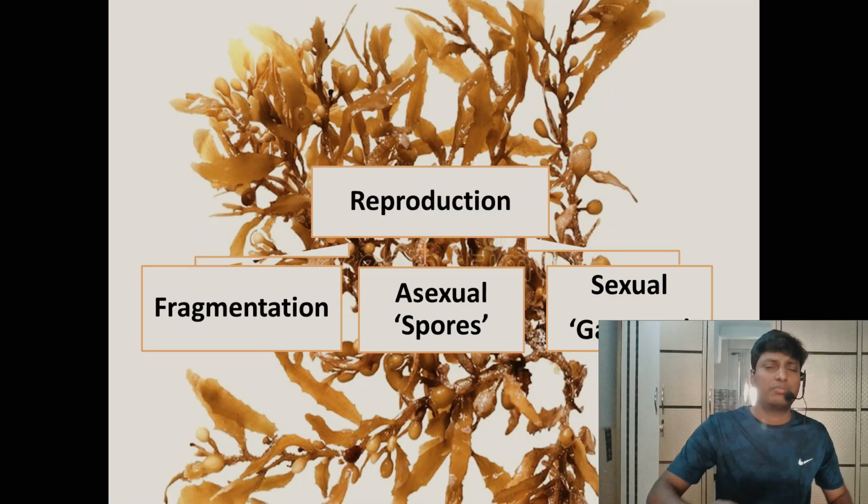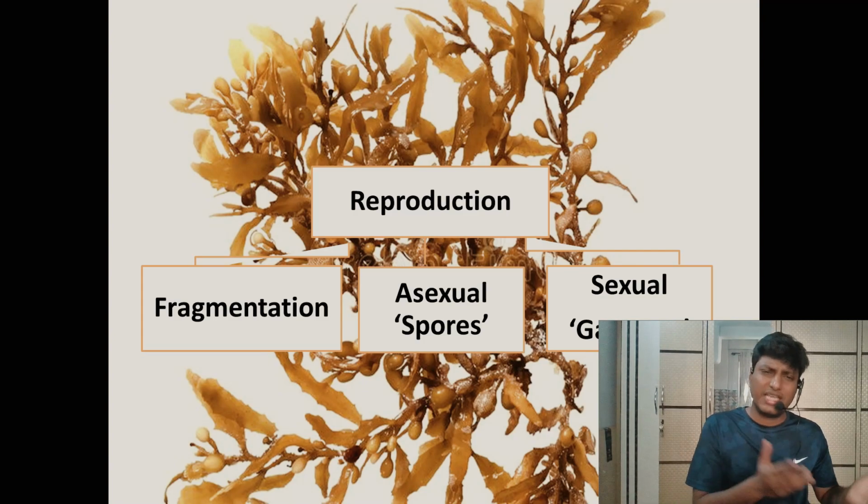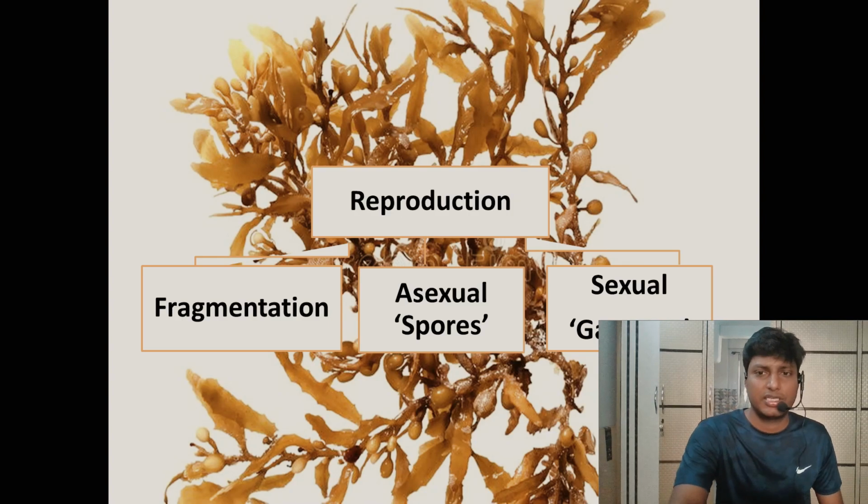Now again talking about the major types of reproduction in case of brown algae, dear students, as we already know, there are three basic types of reproduction in algae, that is vegetative reproduction, asexual reproduction and sexual reproduction. So the same thing is applicable for brown algae. For brown algae also the vegetative reproduction is by the method of fragmentation. The asexual reproduction is by the formation of spores, and the sexual reproduction is via the formation of gametes, right?